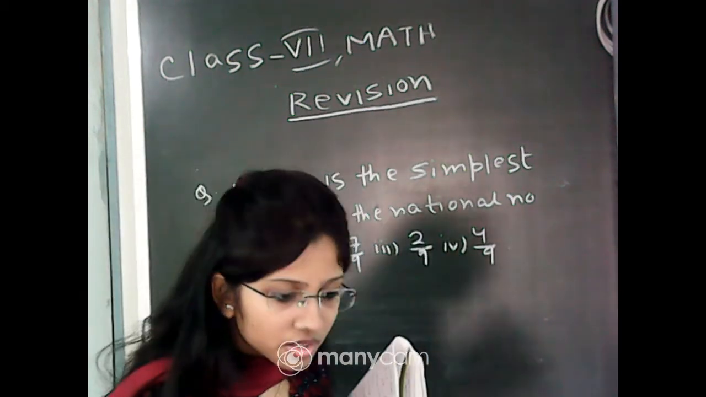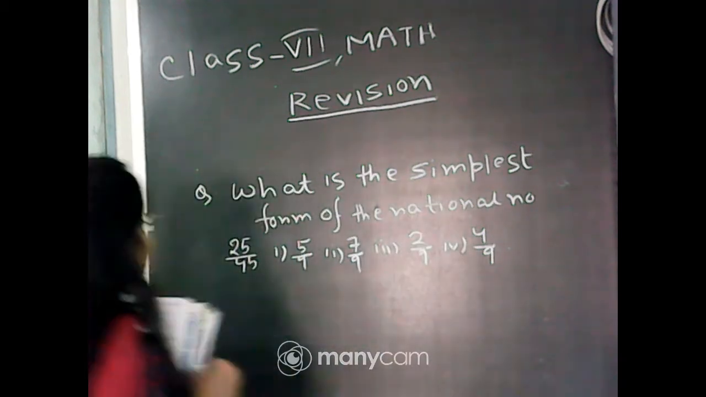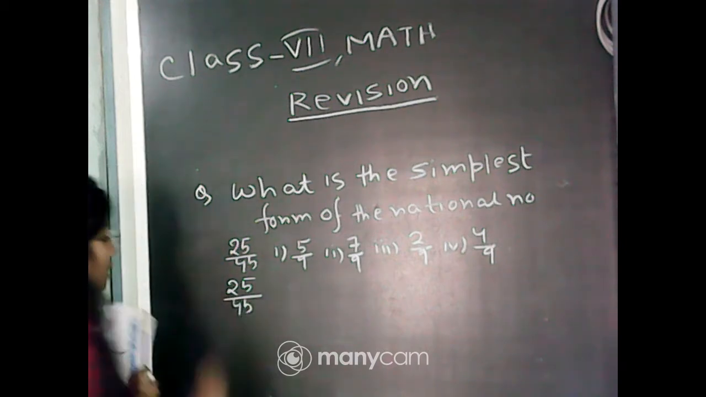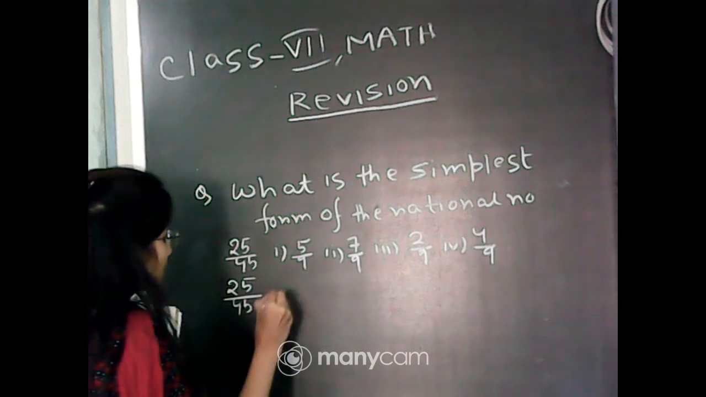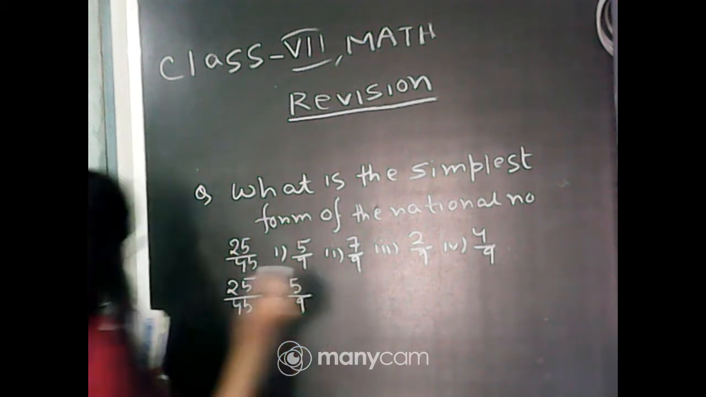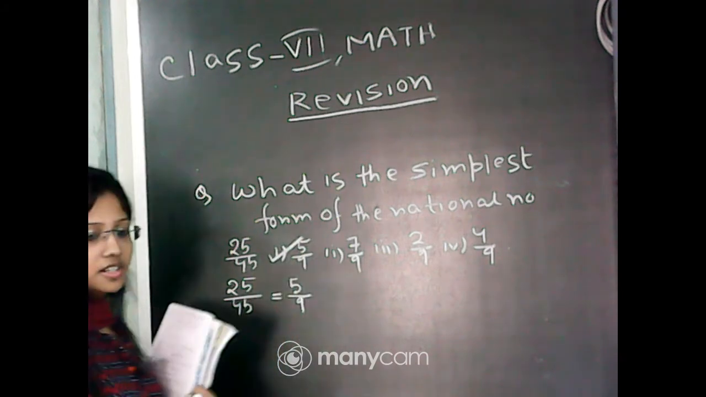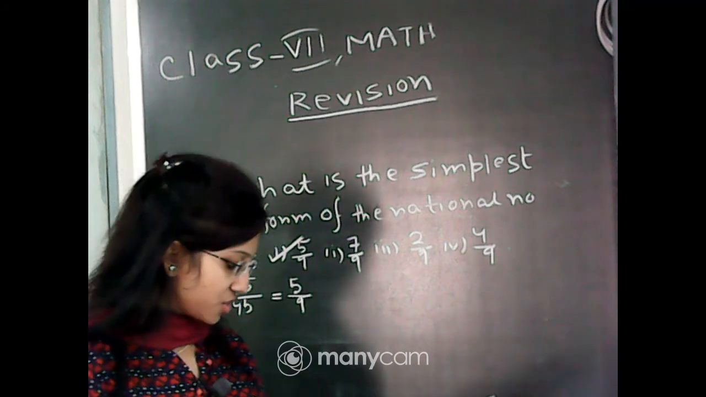25 divided by 45. Now HCF of 25 and 45 is 5. Therefore, to get the simplest form, we divide both the numerator and the denominator by 5 and we get this is equal to 5 by 9. So, option 1 is the correct answer. Clear? Next question.